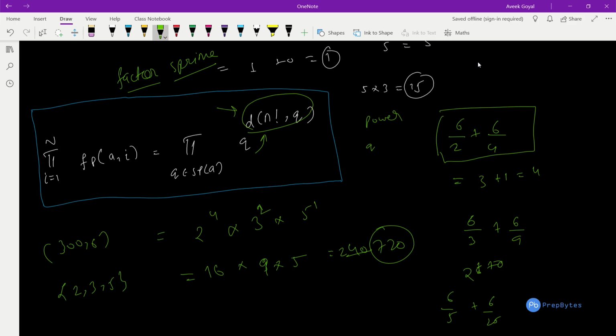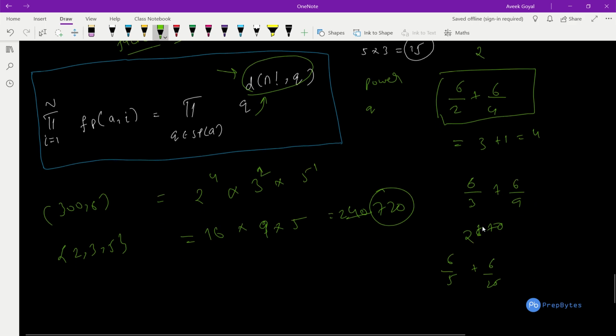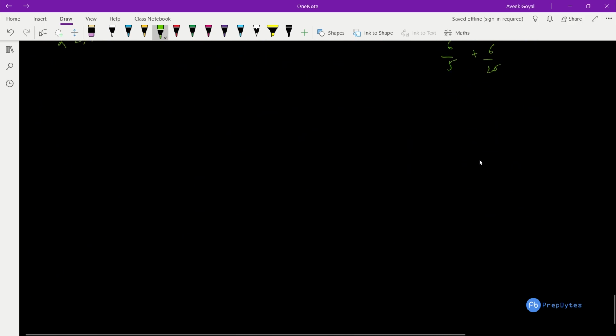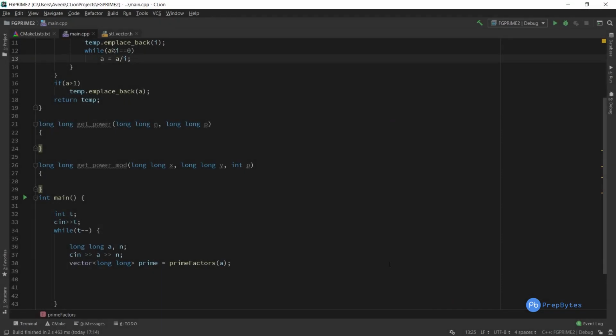Okay, so what we are doing is simply dividing our n by the powers of 2 till it is divisible, then we are dividing n with the power of 3 till it is divisible, then we are dividing n with the power of 5 till it is divisible. Okay, so in a single loop we will be doing this. Now let me just show you the implementation step by step. I will be implementing the code here. Okay, just see that part now. Let's see the implementation now.